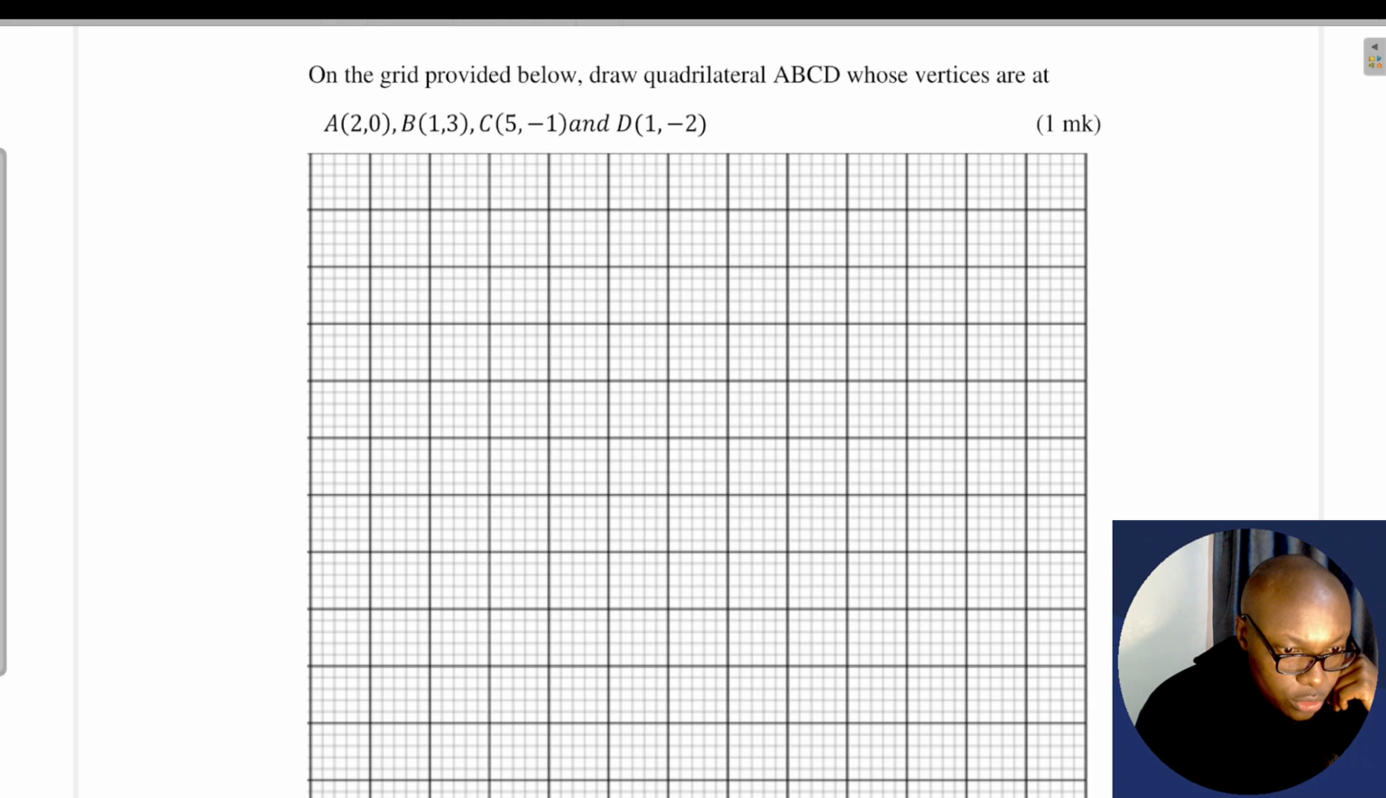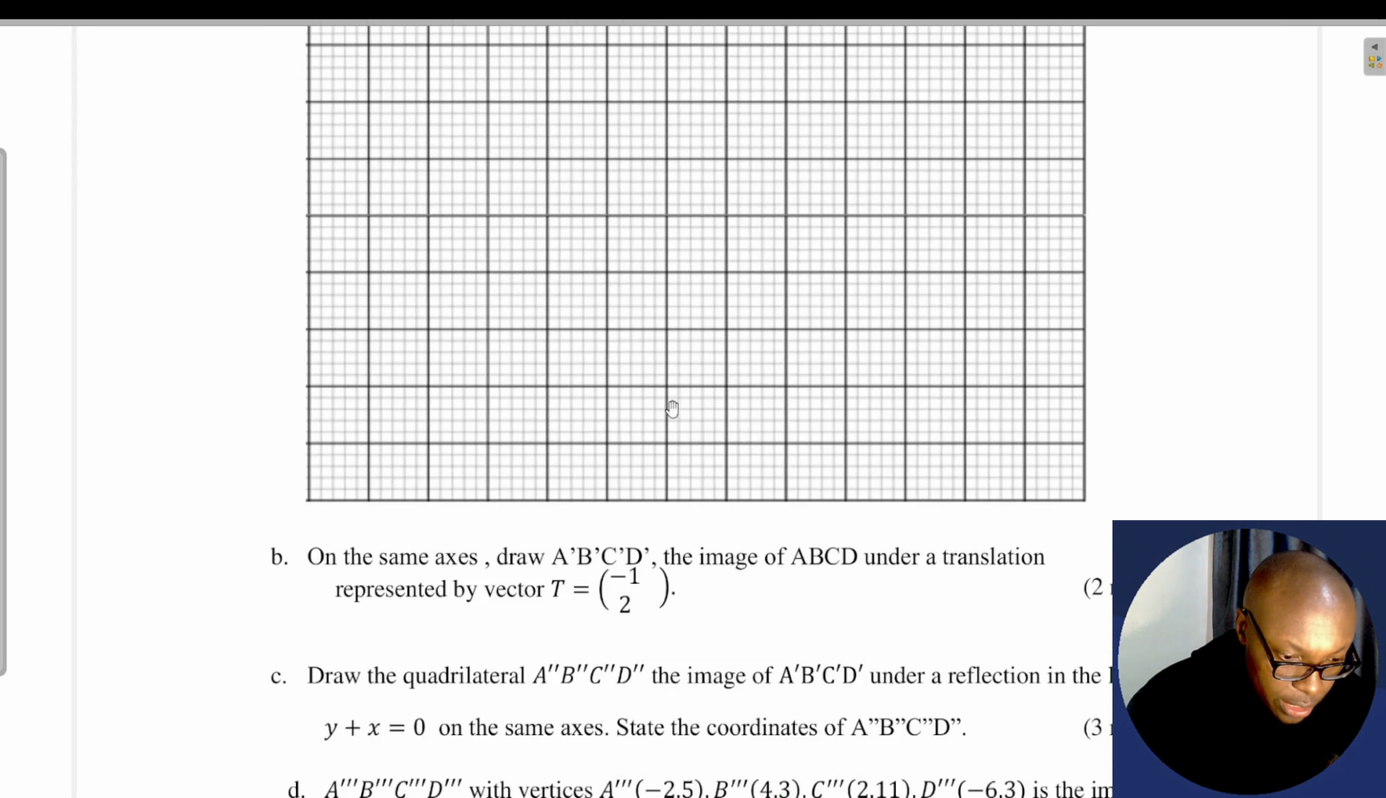Let us solve this question on transformation. The question reads: on the grid provided below, draw quadrilateral ABCD whose vertices are at A(2, 0), B(1, 3), C(5, -1), and D(1, -2). So those are the vertices. Let's go down and see the other questions.